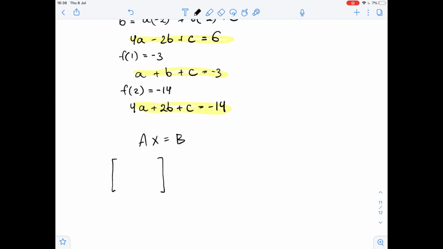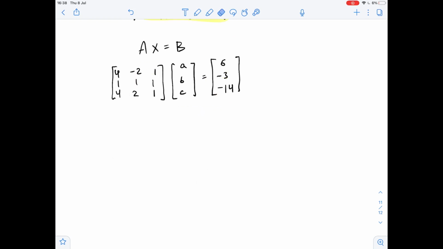So the matrix of coefficients in our case: in the first row, we write down the coefficients from the first equation, here we have 4, -2, 1. The next row, coefficients from the second equation, 1, 1, 1. And the last row, coefficients from the third equation, 4, 2, 1. Times the matrix of solutions, a, b, c, equals the matrix of constants, 6, -3, -14. So let's write down the augmented matrix, which is matrix A and matrix b here.